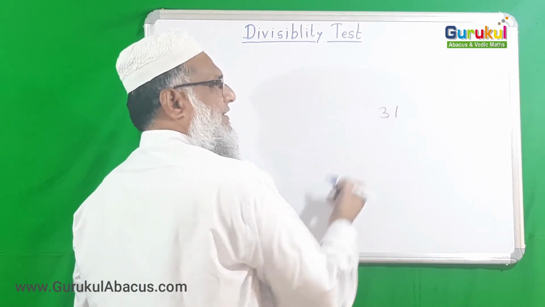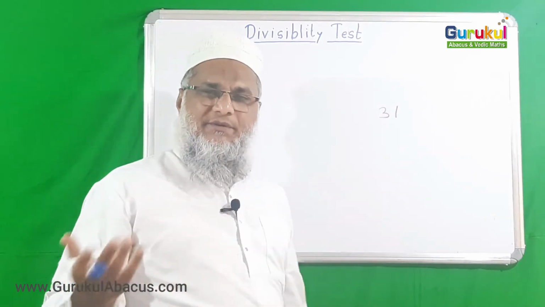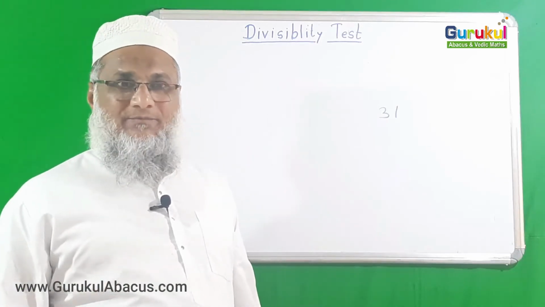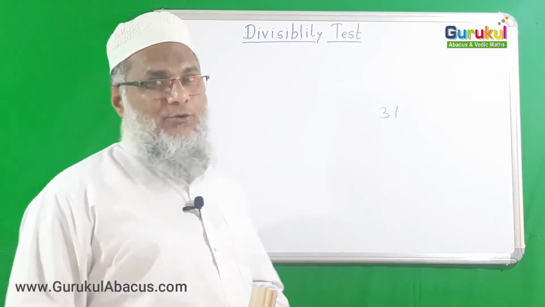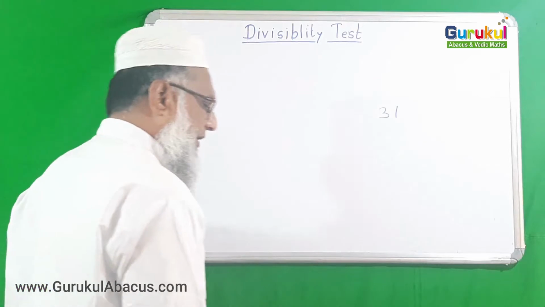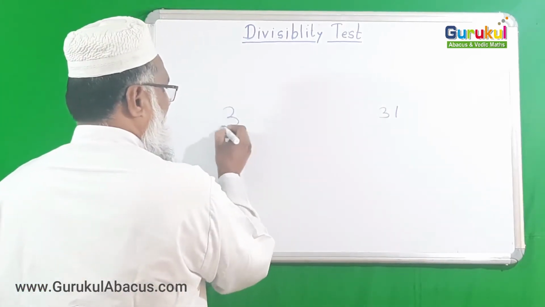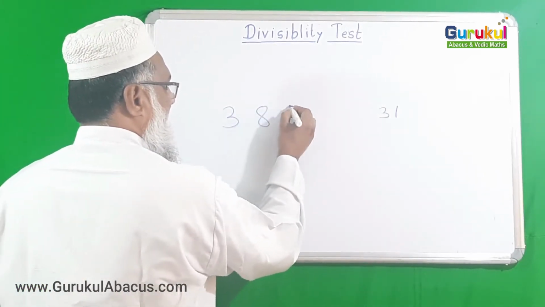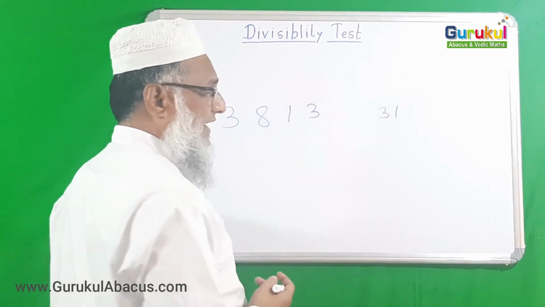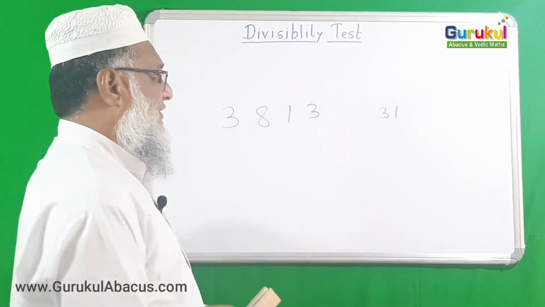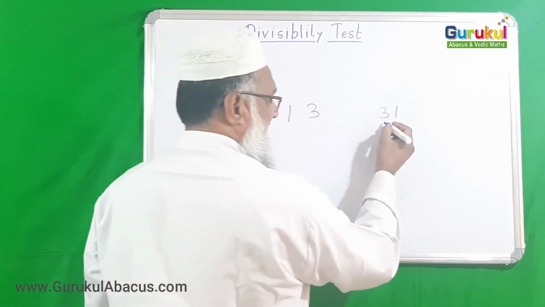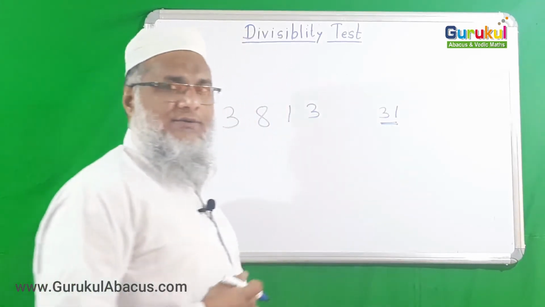It means suppose here is 31, 41, 51 and so on, then it is exactly divisible. How to find it? Okay, so one number I am taking here, it is 3813. And now we are going to check whether this given number is exactly divisible by 31 or not.